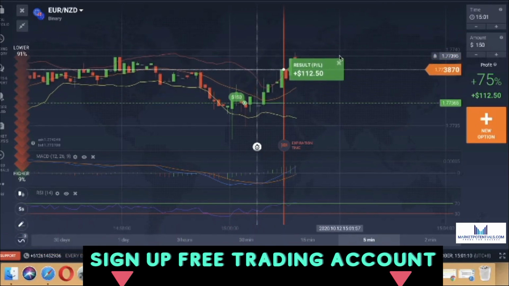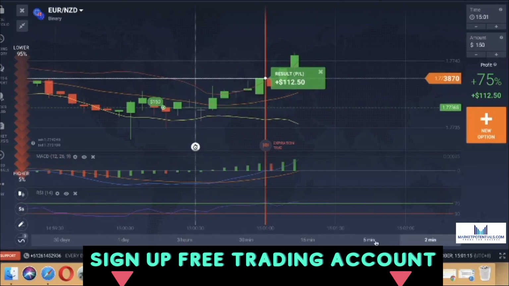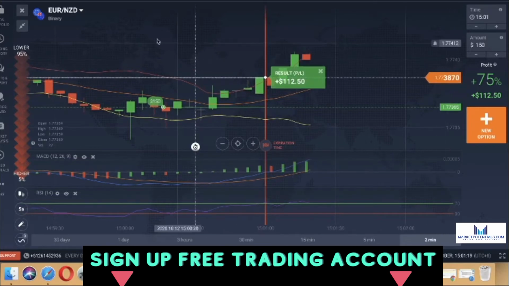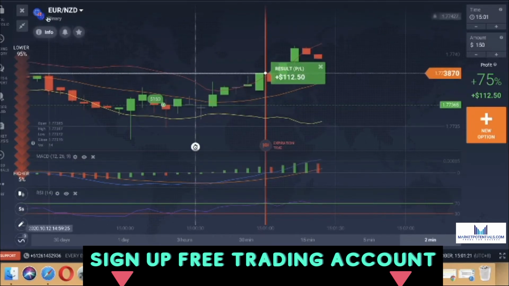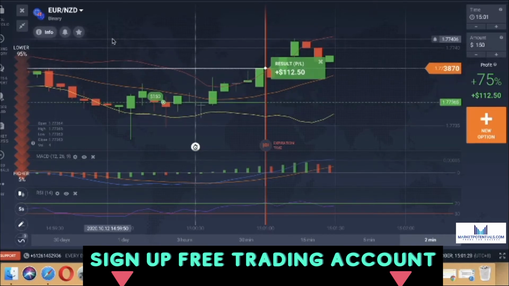So anyway, let's not just show you what I'm doing, but dive into it a little bit and tell you how exactly I'm doing it. So obviously I looked at this forex pair, the euro and the New Zealand dollar pair. I'm trading the binary option pair, and the platform I'm using is IQ Option.